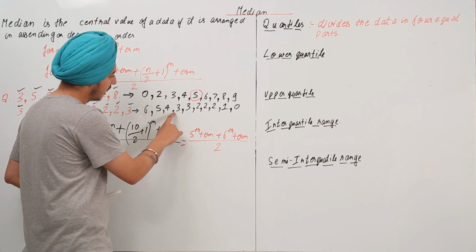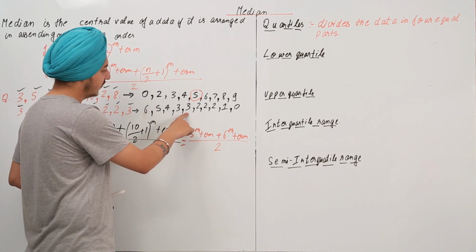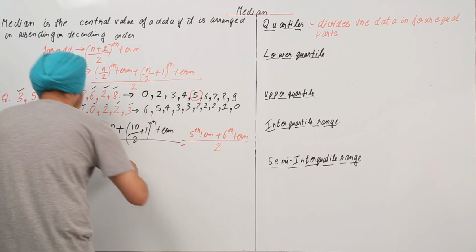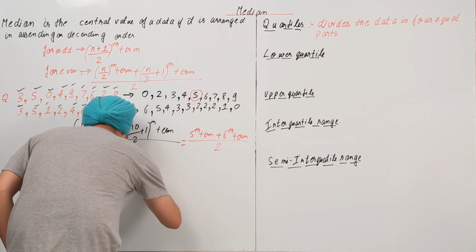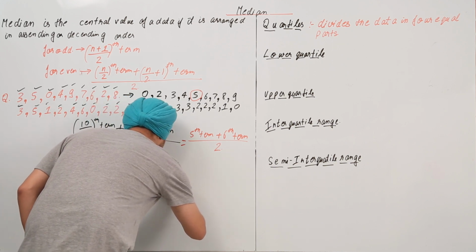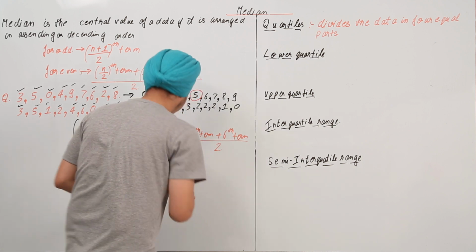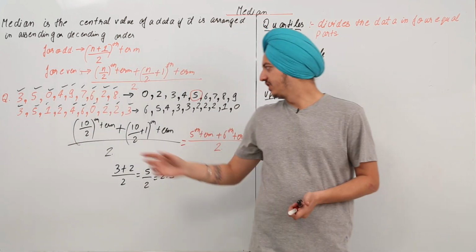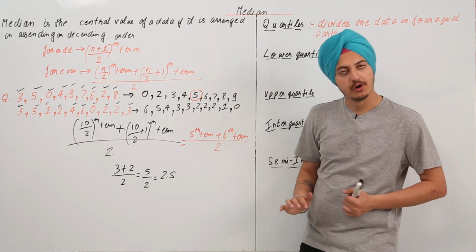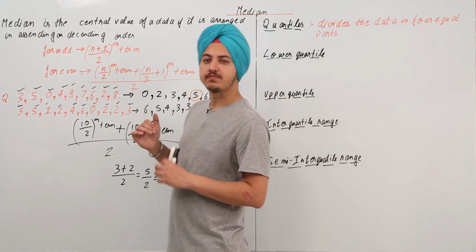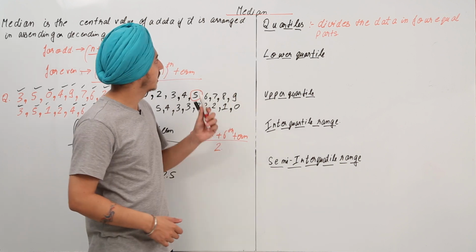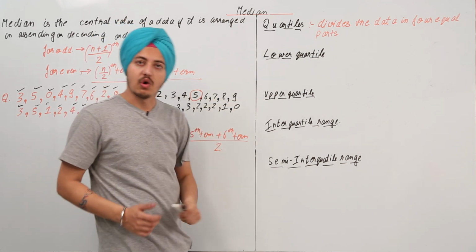1, 2, 3, 4, 5. The 5th term is 3 and the 6th term is 2. So the data means 3 plus 2 divided by 2, which is equal to 5 by 2, which is equal to 2.5. So the median of this data is 2.5. Simple enough. Okay. So now there is one more thing that occurs in this chapter, median, which are the quartiles.